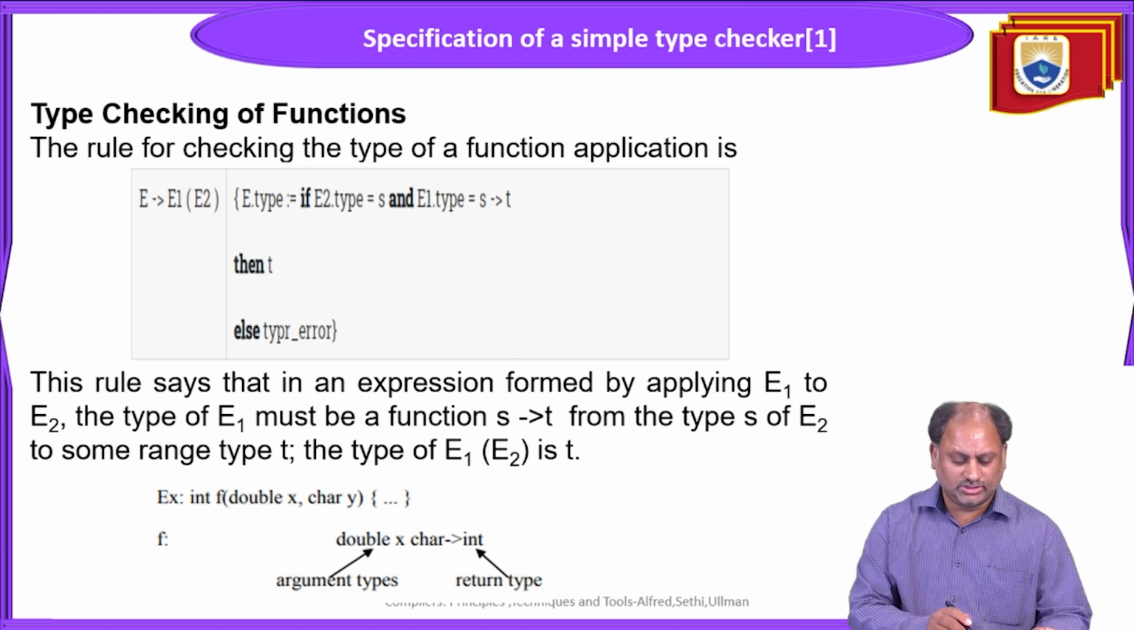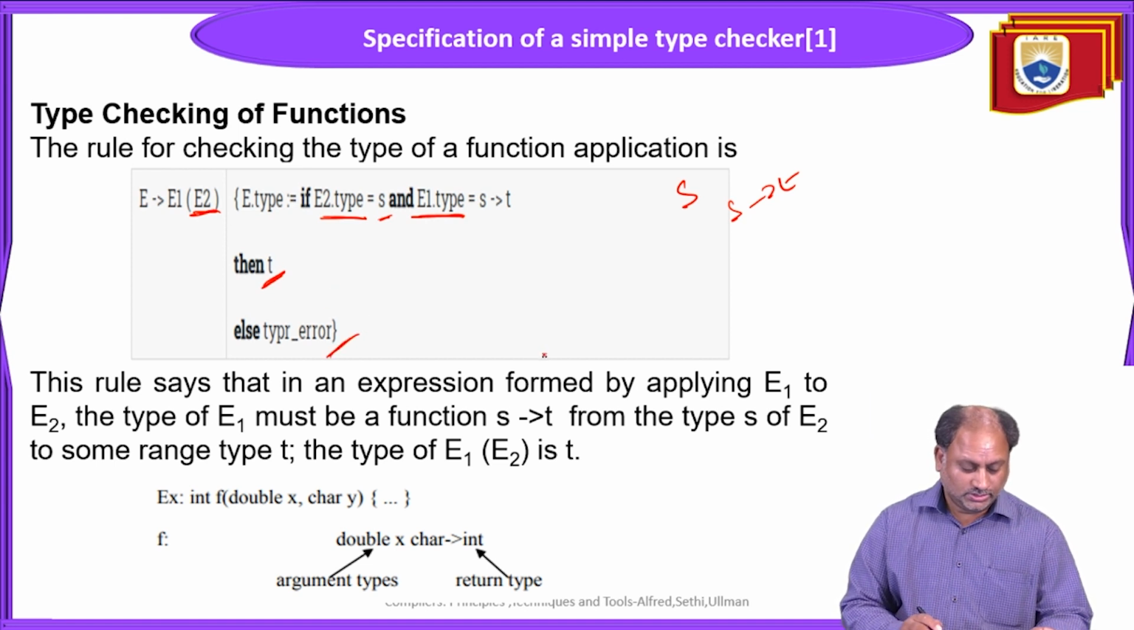Functions: here that is E1 of E2. What is the type of E2 and what is the type of E1? The type of E1 is a function type, with a domain type. Both are to be verified, and if they match, good, else error. So when applying E1 to E2, there must be a function type s derives t.